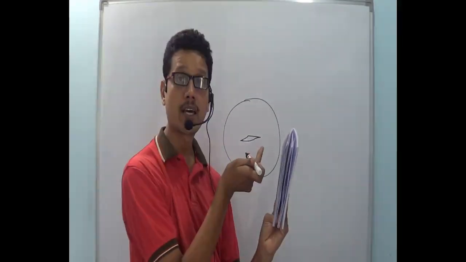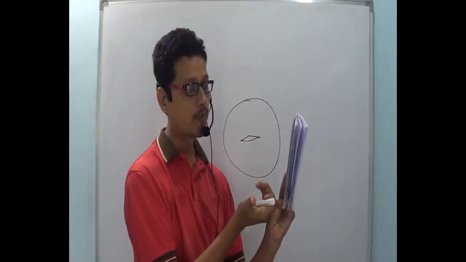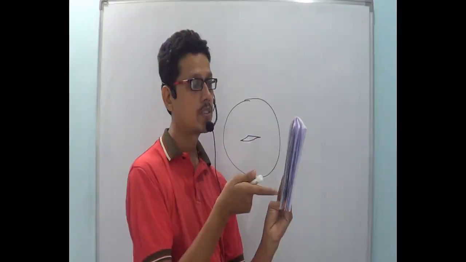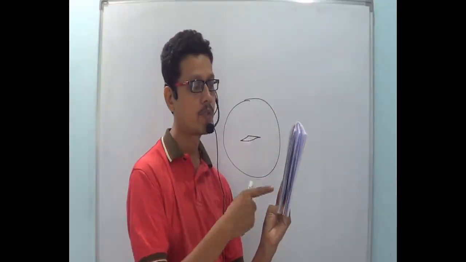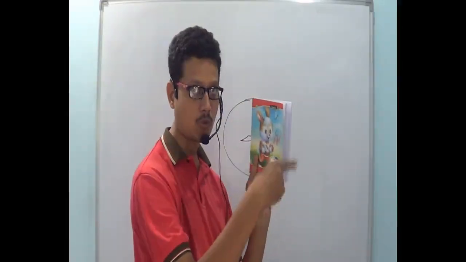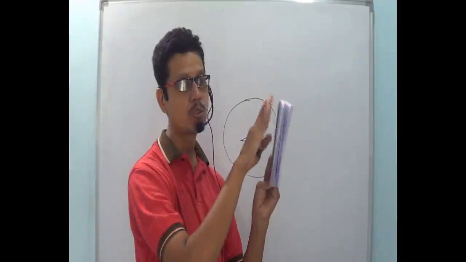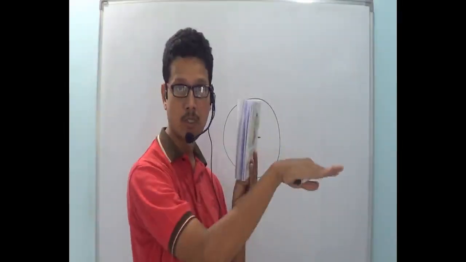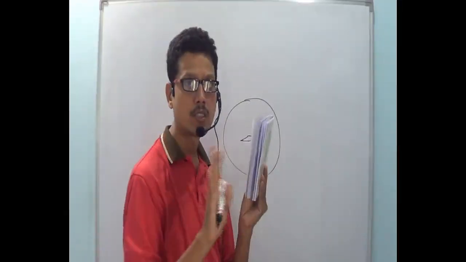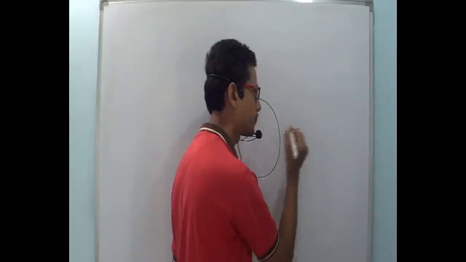What happens when the current direction is reversed? Now the current is flowing like this. Previously it is flowing like this, clockwise. Now it is flowing like this. Now the magnetic field due to this coil is towards east, and as the other magnetic field is towards north, what is the resultant magnetic field? Northeast. Northeast is the answer. Okay.